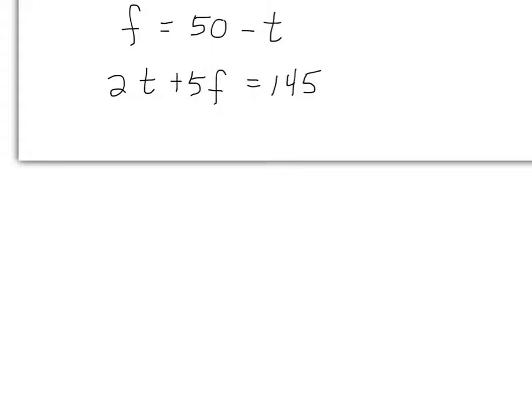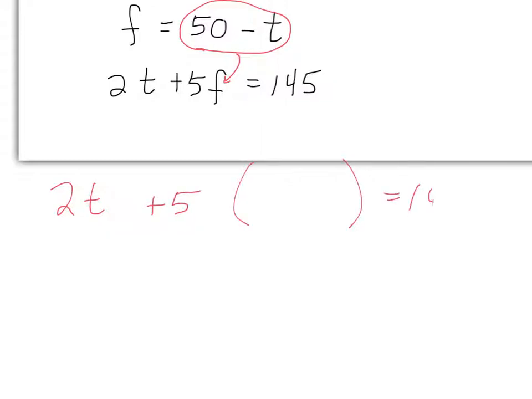Now you could think of the word substitute, right? Since you're using substitution. And then, where would that go? With f. How come? Because it's f, exactly. So whatever it's equal to, that's where you're going to plug it in. So let's drop it right in there. So we have 2t plus 5 times f, which is a big quantity, and that equals 145. So that quantity is 50 minus t.